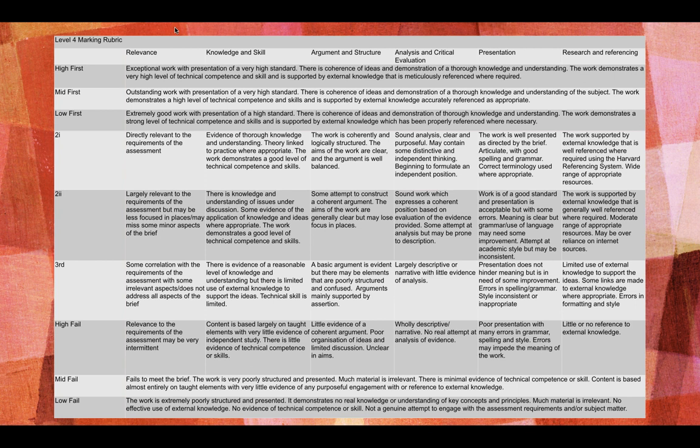So this is what it looks like in its whole form. This is built very much from the generic criteria. You can see the levels down the left there. And then I've split it into 6 categories: relevance, knowledge and skill, argument and structure, analysis and critical evaluation, presentation, research and referencing. What I haven't done is allocate any kind of points to those different categories, because depending on the kind of assignment, you can interpret how important each of these are.